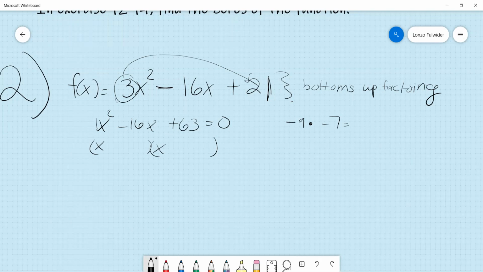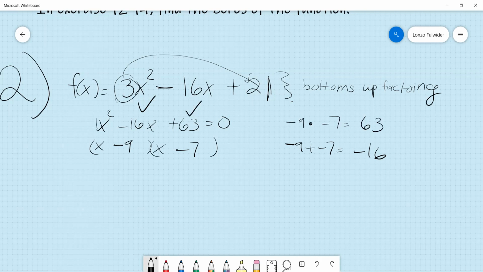Negative 9 times negative 7 is positive 63, so it satisfies this one. And when you add those 2 numbers, negative 9 plus negative 7, what do you get? Negative 16. So it satisfies this part. So we're going to use negative 9 and negative 7. It doesn't matter where you put them; you could put the negative 7 here or the negative 9 here. It doesn't matter.